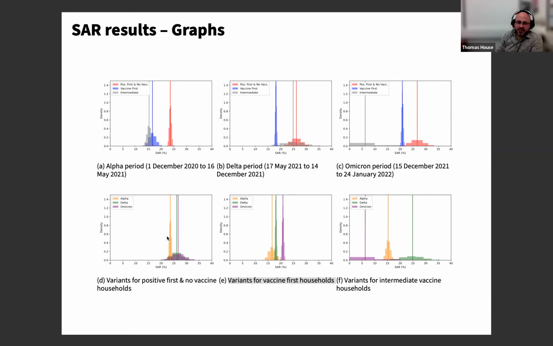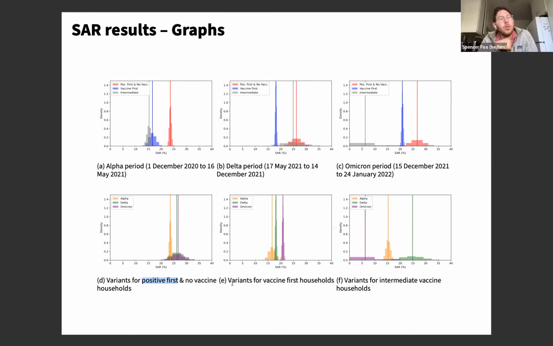So this has been running since April 2020, and we got Alpha because it emerged in the UK. It was pretty much dominant since mid-November 2020, so there was quite a lot of Alpha spread. They couldn't have been vaccinated. So that's what I said. Positive first means it was a household that had a positive before they could even have been vaccinated. So a lot of these households will have gone on to be fully vaccinated.